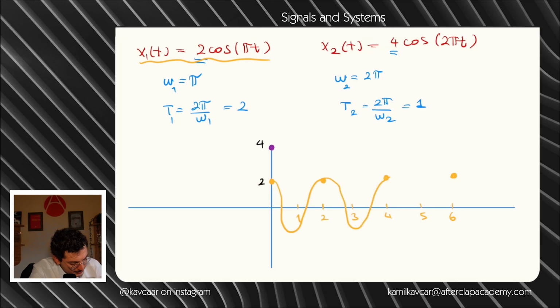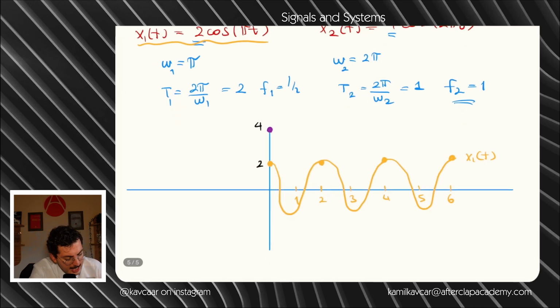I know my drawing sucks, but I think you got the idea. This is x1 of t. What about x2 of t? Since it has a period of 1, it's going to be a little bit more frequent, because 1 over 1 is 1. This one has a frequency of 1, and the other has a frequency of 1 over 2. This one has a higher frequency, which means the signal is more energetic, because frequency and energy are highly related, they're proportional.